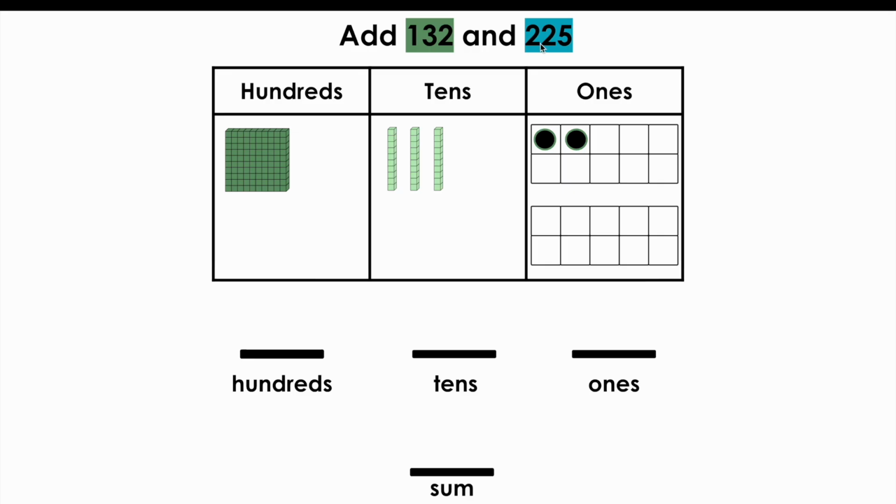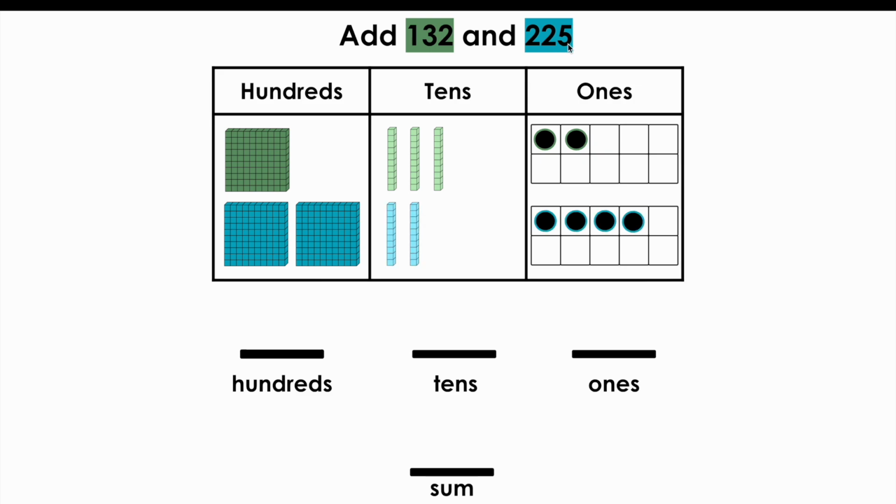And let's add 225. Let's create a model for 225. In the hundreds place we have a 2, that means 200. In the tens place we have a 2, that means 2 tens. In the ones place we have 5 ones.